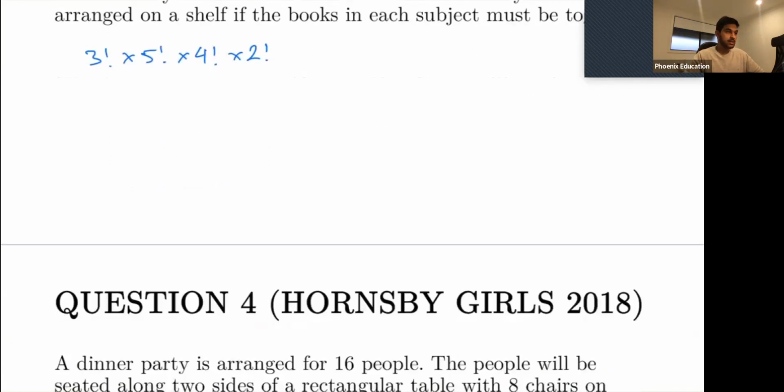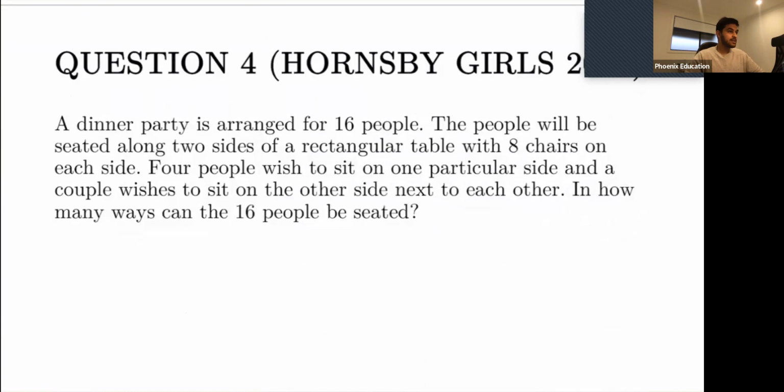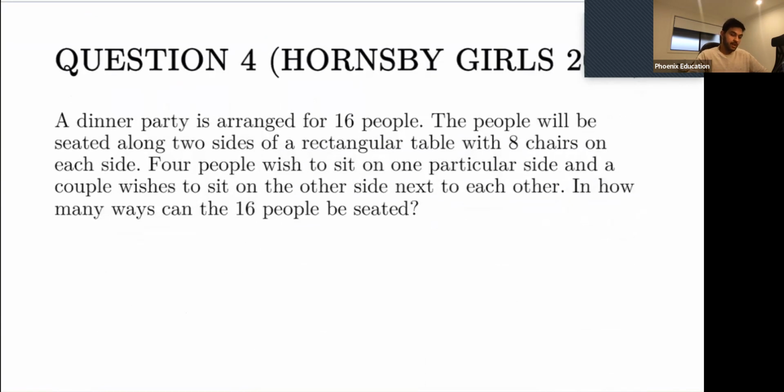Okay, here's the next question. Actually, we're skipping this one. This one comes from Hornsby Girls. This one will be in the annotated slide, so have a look at that.